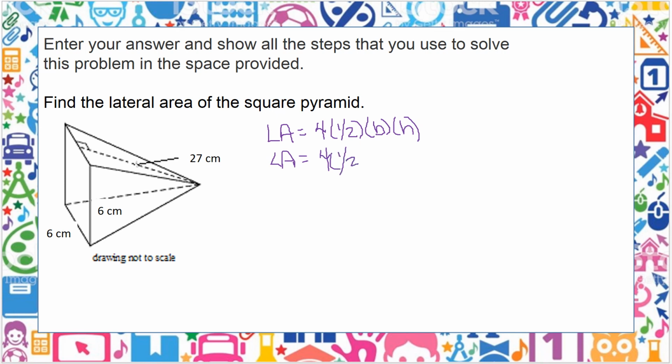So the base dimension is 6 and the height is 27. So 4 times 1/2 is 2 times 6 times 27 gives me 300.